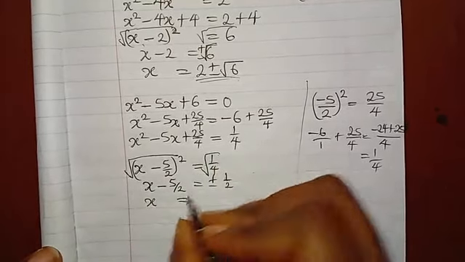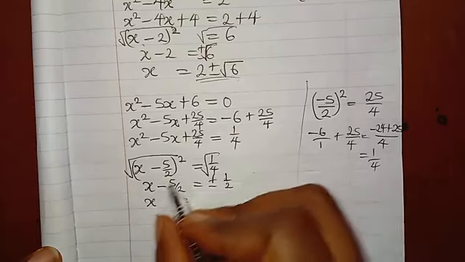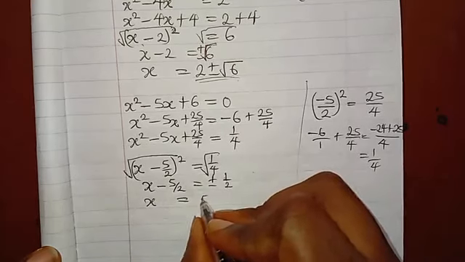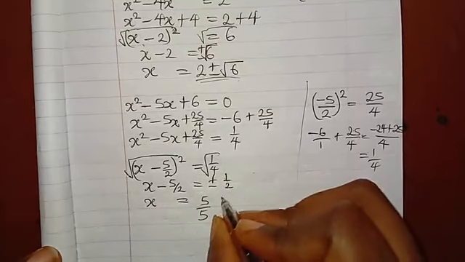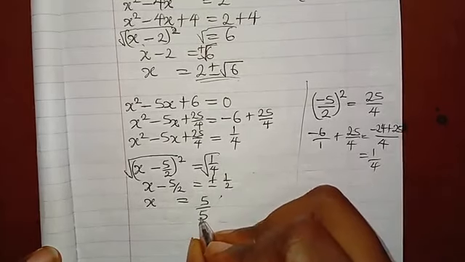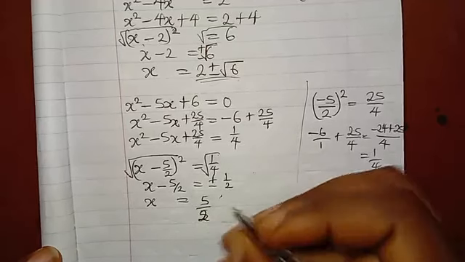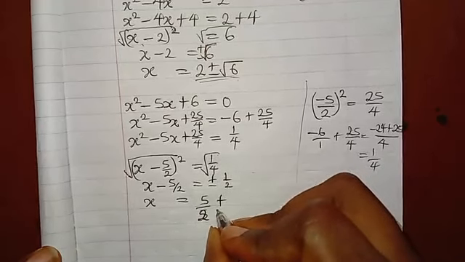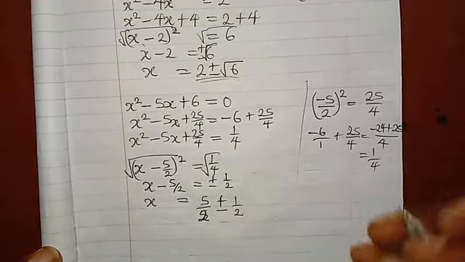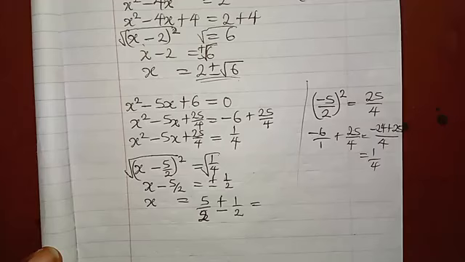Now, x will be equal to minus 5 over 2 comes over the equal sign to become plus 5 over 2. And we still have plus or minus 1 over 2. Thank God they both have the same denominator.